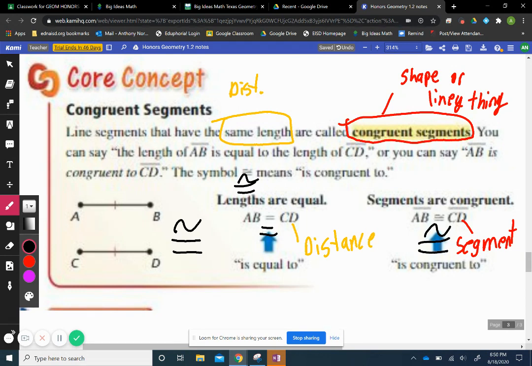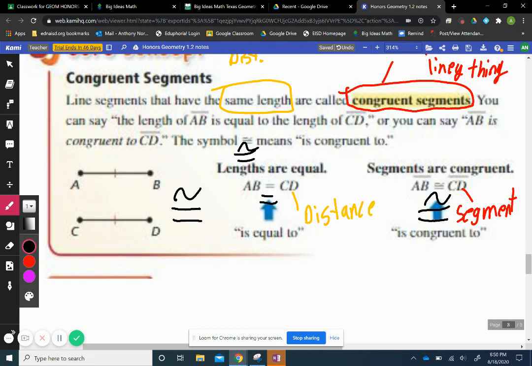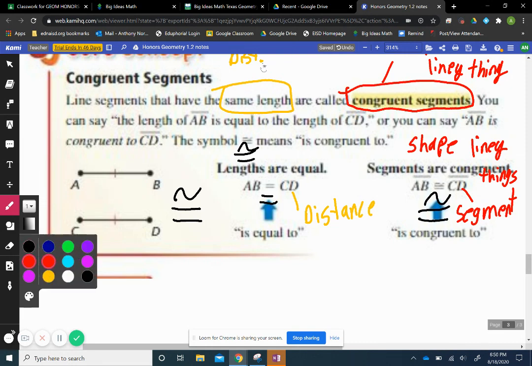So what it's saying here, we can say the length of segment AB is equal to the length of segment CD is actually the first section. The distance is equal to the distance. The second part is saying that the segment is congruent to the segment. Remember, congruent has to do with shapy, liney things. This has to do with numbers.